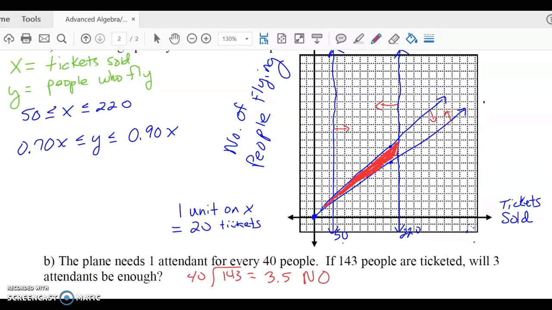Make sure you define your variables when you do this. Make sure you graph all of your inequalities. Make sure you label your x and y axes, and then shade your final region. Good luck on your homework tonight.